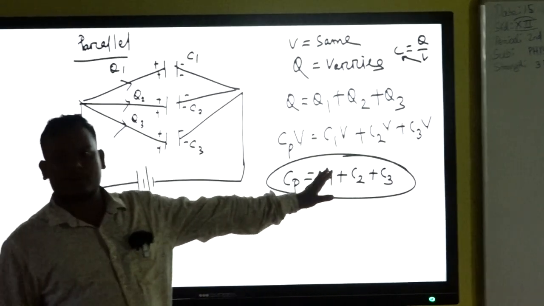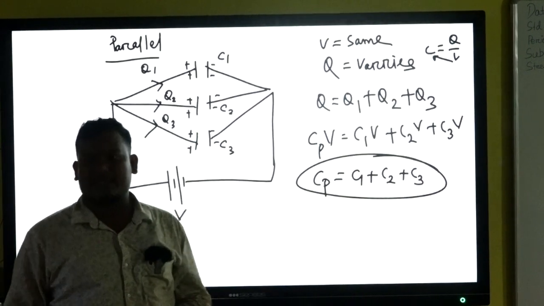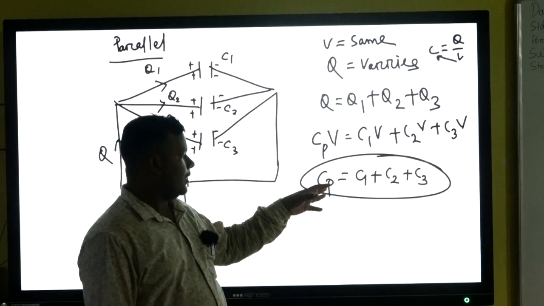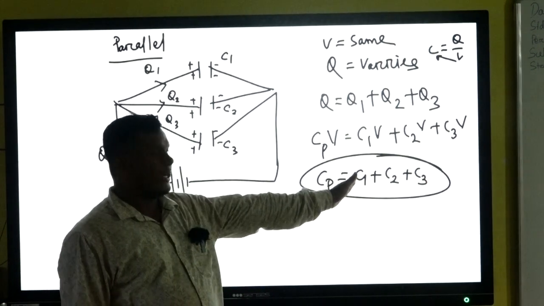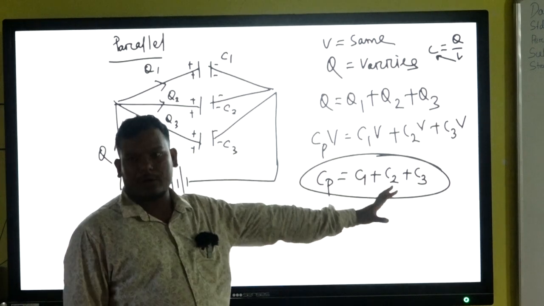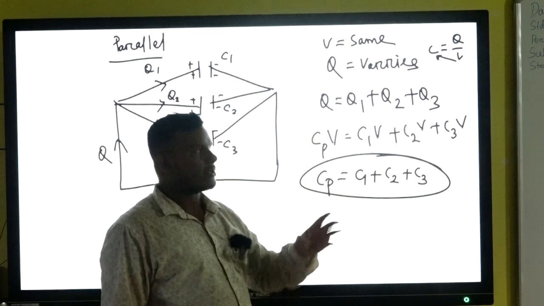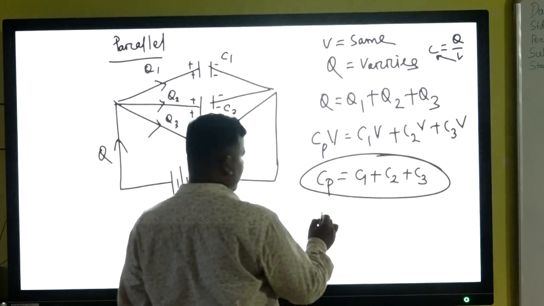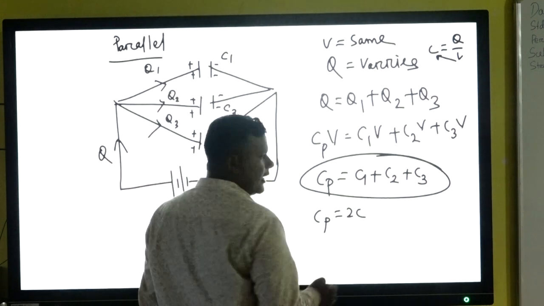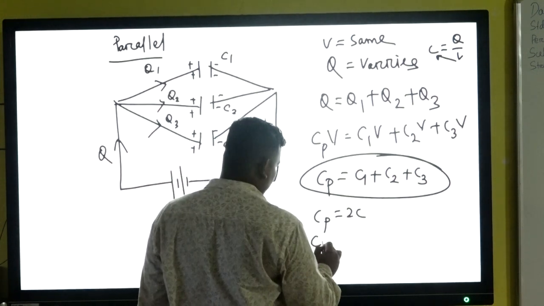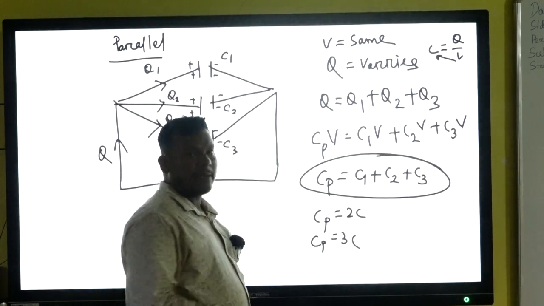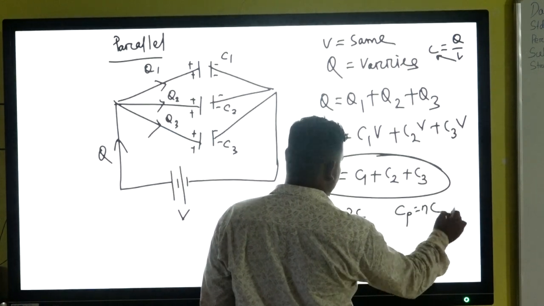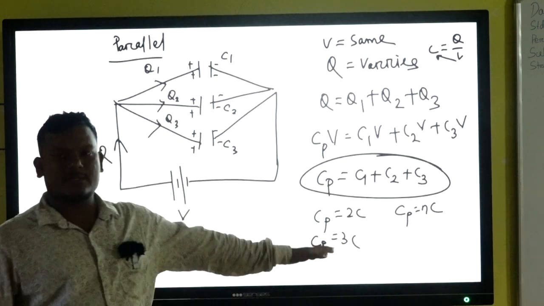That means the total or equivalent capacitance in your parallel combination is equal to the sum of the individual capacitors of this circuit. Let we have two identical capacitors, then Cp will be 2C. If I have three identical capacitors, Cp will be 3C. If I have n identical capacitors, then Cp will be nC. So this is our answer.